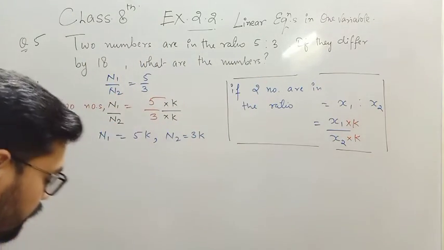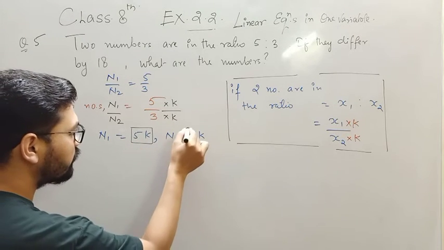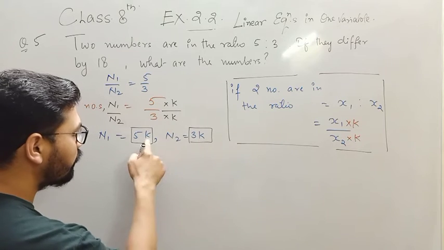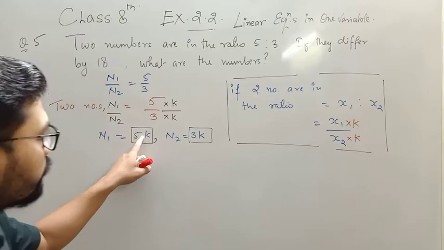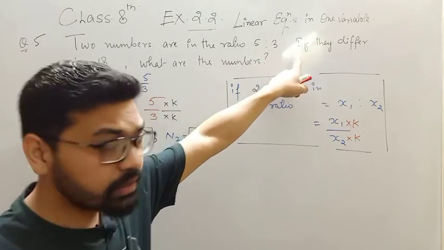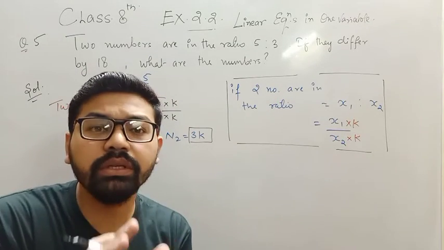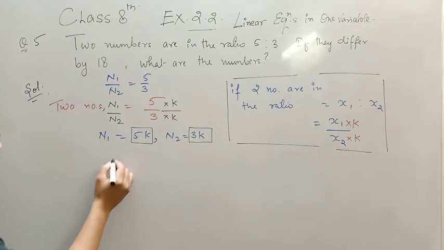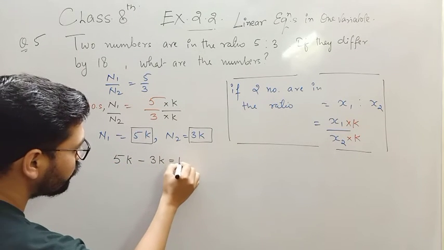So the first number is 5k and the other number is 3k, and both are in the same variable k. Now which one is greater? 5k is greater than 3k. Now in the second statement, what the question says is if they differ by 18, if the difference of these two numbers is equal to 18, what this means is 5k minus 3k is equal to 18.